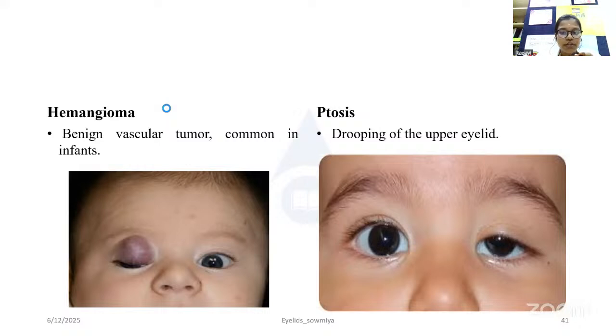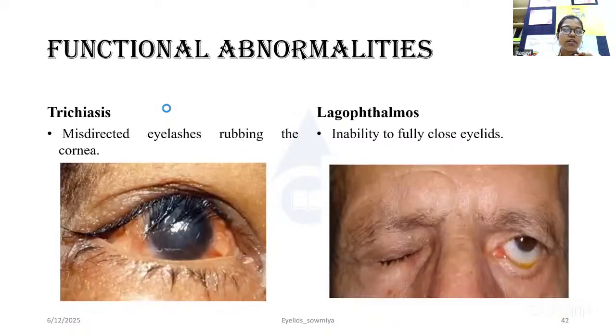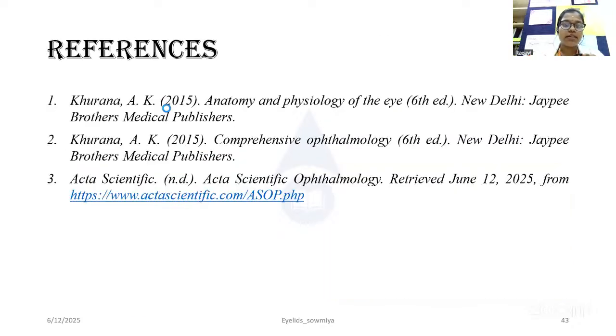Ptosis: drooping of the upper eyelid. Functional abnormalities. Trichiasis: misdirected eyelashes rubbing the cornea. Lagophthalmos: inability to fully close the eyelid. These are my references.